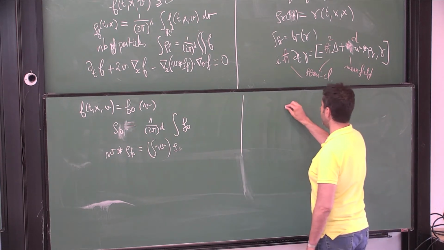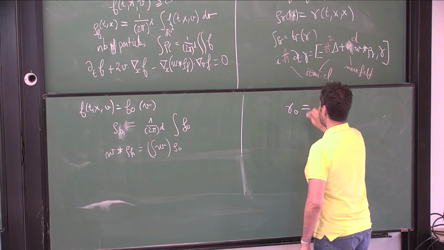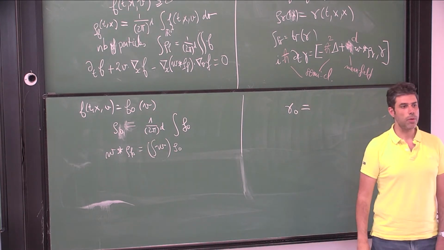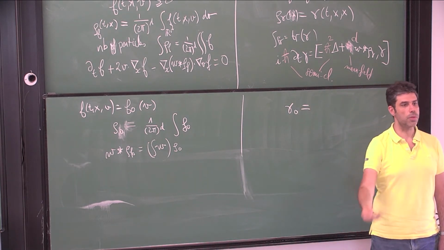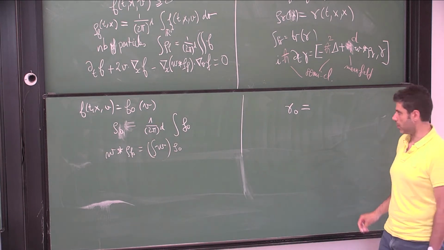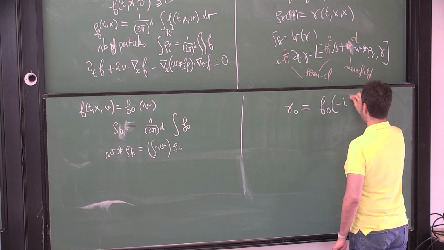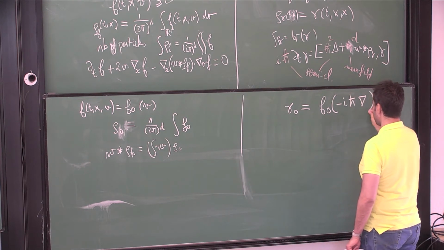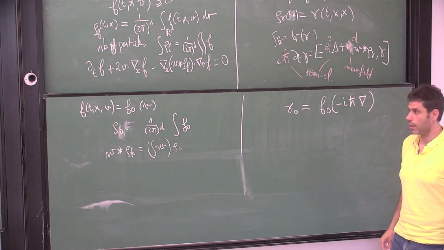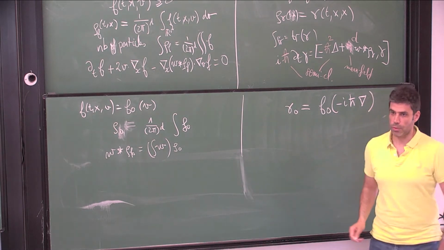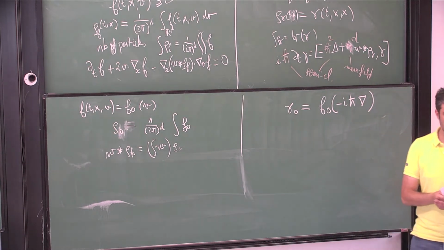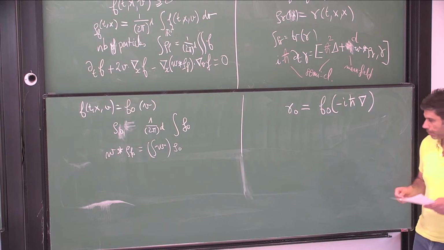So on the right side, an equilibrium will be a gamma 0, which is a Fourier multiplier. Okay, so it must be a translation invariant operator. So the correspondence will be an f0 of minus i h bar gradient. I will put an h bar here. This is what corresponds to this kinetic equilibrium state in the quantum case.